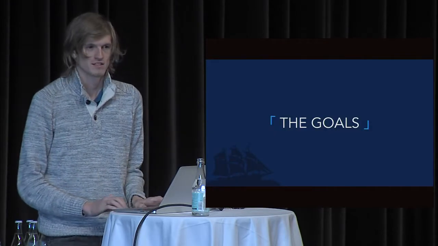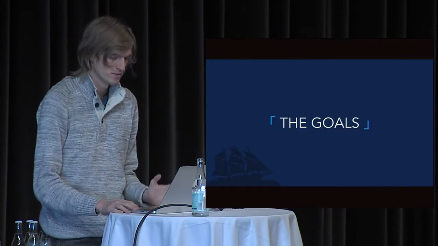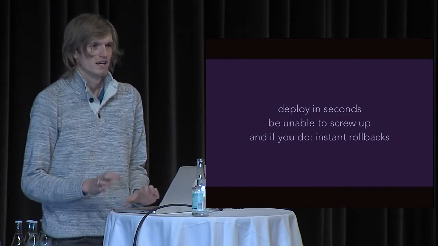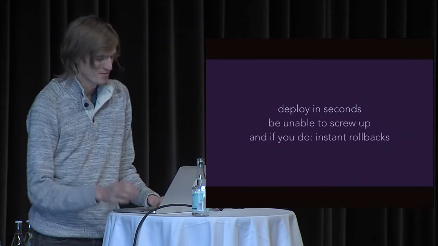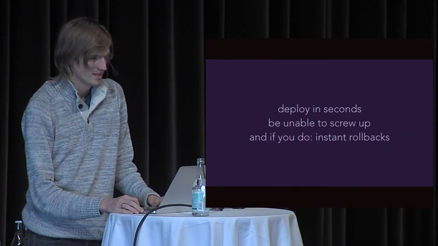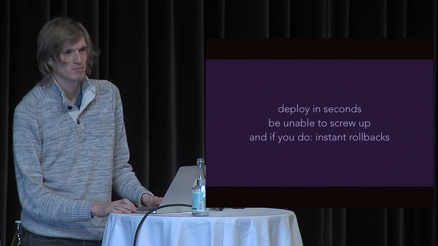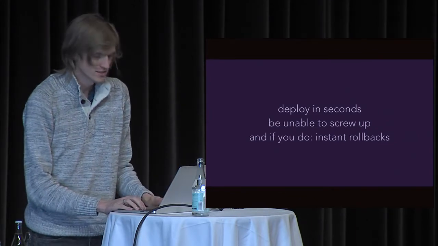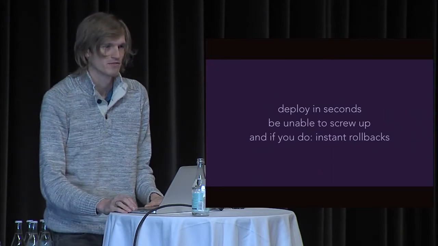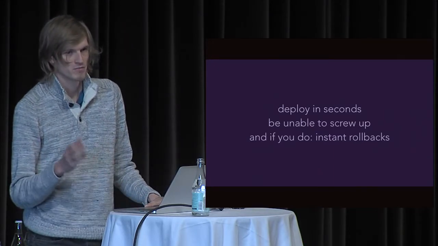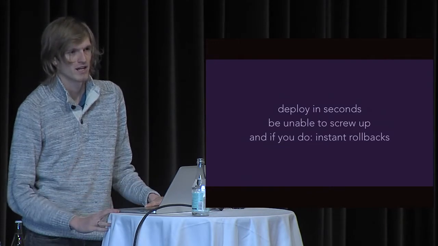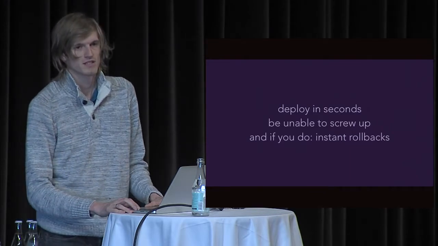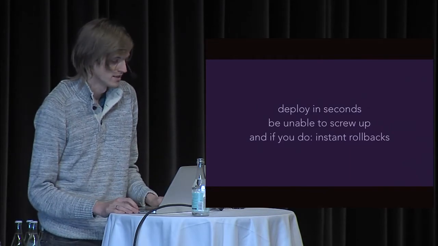So the goals for us working on Sentry are: we want to deploy as quickly as possible, and we want it to be as impossible as possible for people to screw this up. And if for whatever reason a bad deploy goes out, we want to be able to go back as quickly as possible. So deploy in seconds is a little bit of an unachievable goal, because from the moment we check code in to it actually appearing live, it takes about 15 to 20 minutes. It's very hard to make this fast at the moment because of some of the safeguards we have in place.